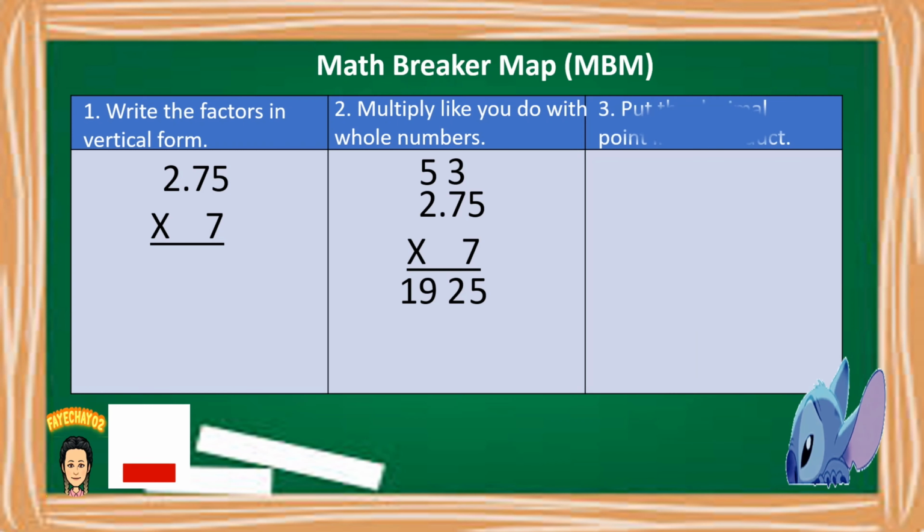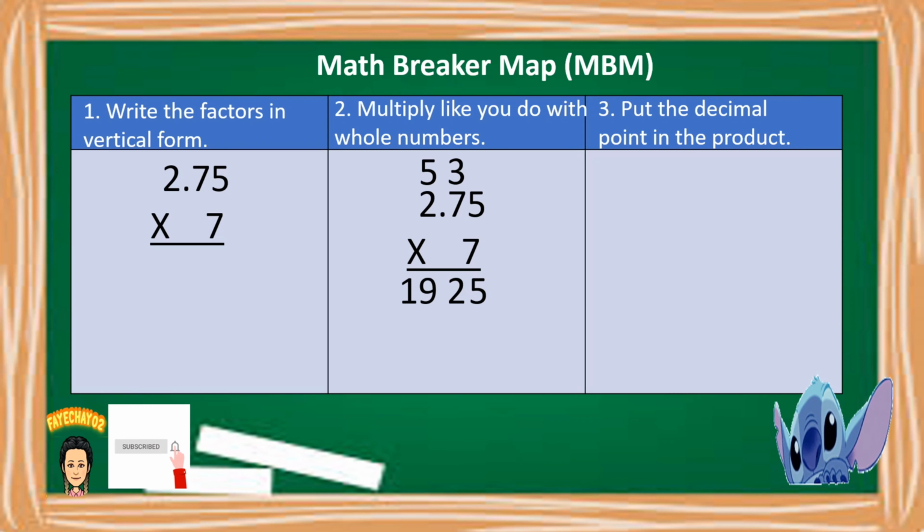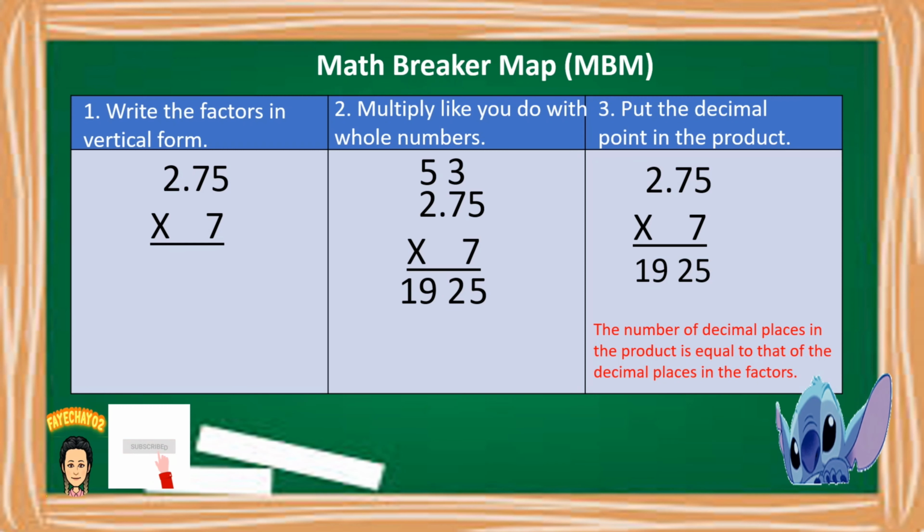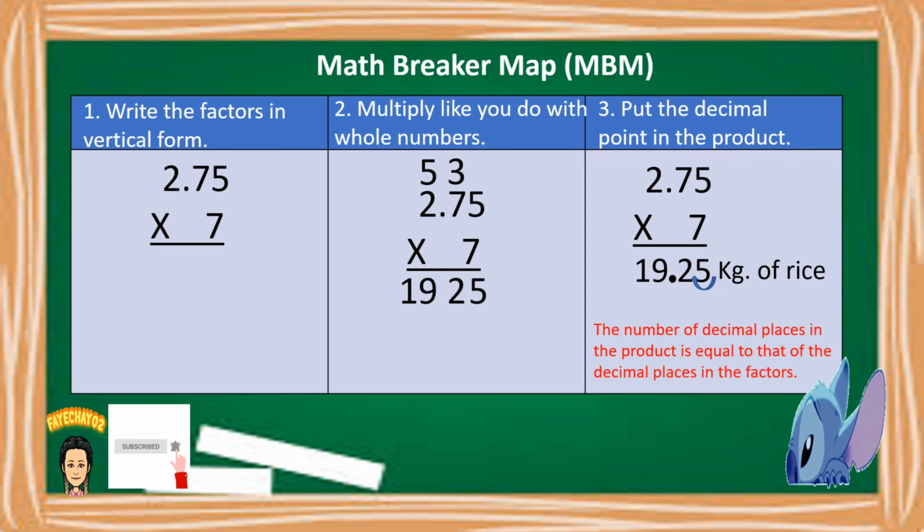Then, the third step, put the decimal point in the product. The number of decimal places in the product is equal to the number of decimal places in the factor. So we have 2 decimal places in the factor, so we need 2 decimal places in the product. So we have 1 and 2. So we will put the decimal point between 9 and 2. So the answer is 19.25 kilograms of rice.